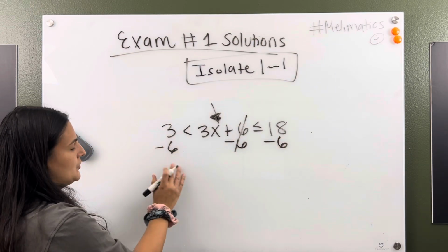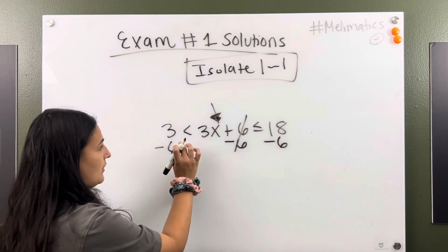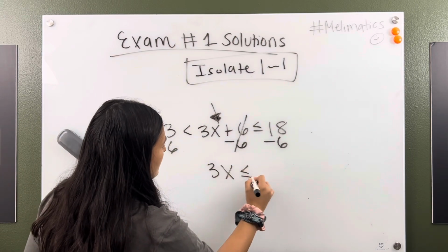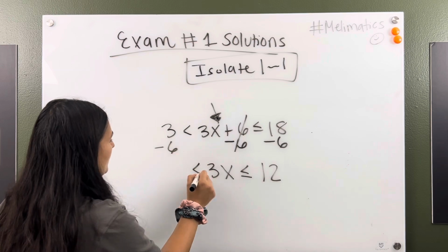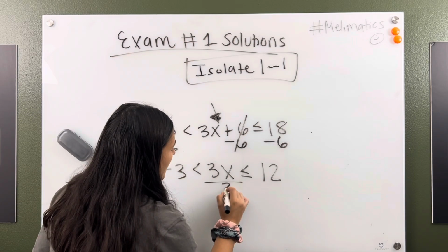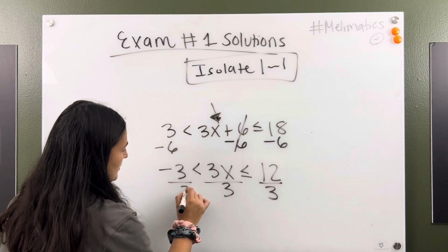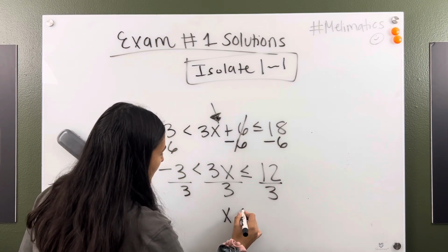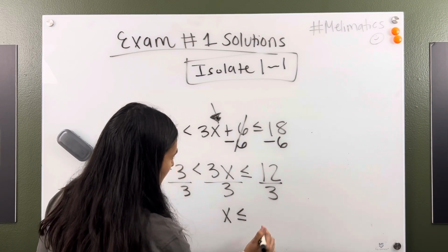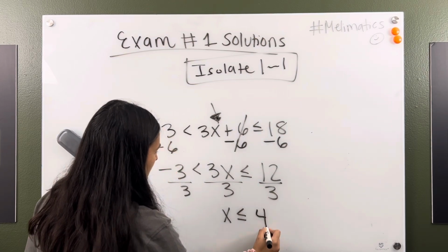Whatever you do to one side, you do to the other 2 sides because there are 2 inequalities happening at the same time. Right, so it's going to be 3x is less than or equal to 12 on the right, or greater than negative 3 on the left. Okay, remember that we need to get x alone, so continue to do opposite operations. And remember, when you divide by a positive number, nothing changes. It's only when you multiply or divide by a negative number that you would flip the sign.